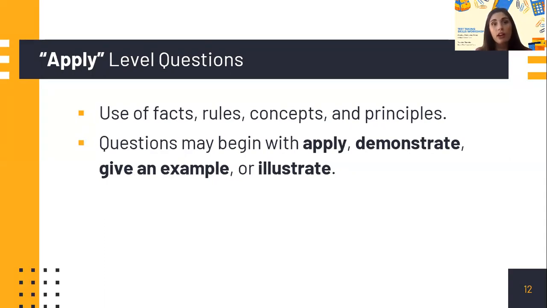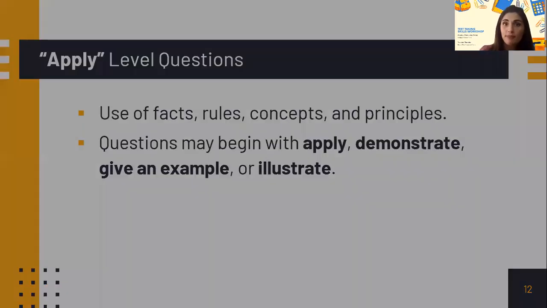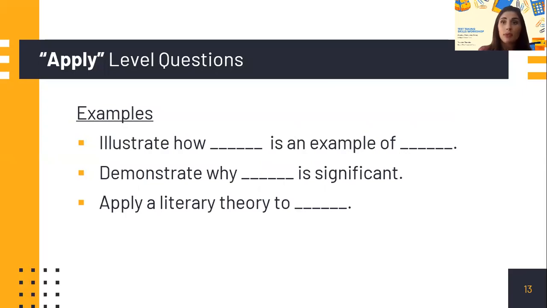So questions that are asking you to apply may begin with, of course, apply, but you may be asked to demonstrate or give an example of, perhaps a real life example, or to illustrate. And here are some examples. You can tell already that the level of question that's being asked is a bit of a higher level. You want to illustrate how something is an example of something else, or demonstrate why something is significant. Or perhaps you're being asked to apply some sort of literary theory to a passage in a book that you've read for class.